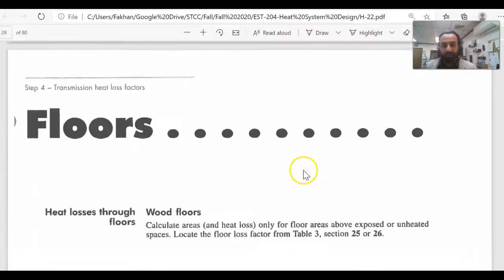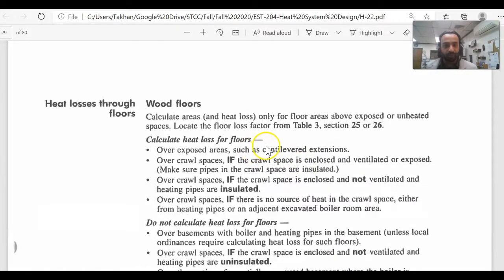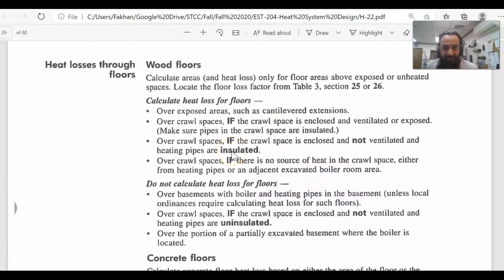Expandable attic. Floors, the same thing. Wood floors, you calculate the area of the floor, heat loss factor. Crawl space, again, there are special cases. They're not always the same. So overexposed areas such as cantilever extensions, so there's nothing underneath but air.